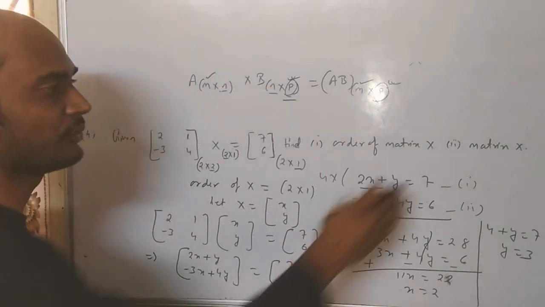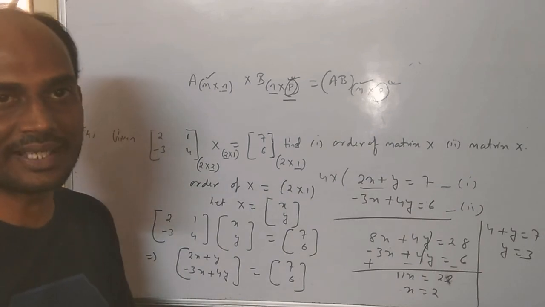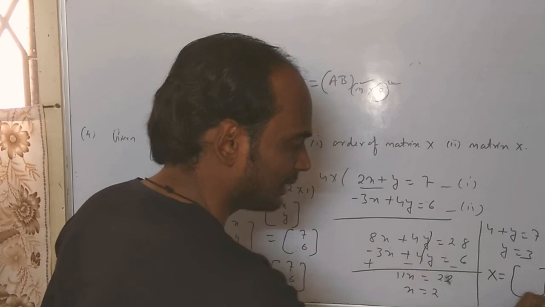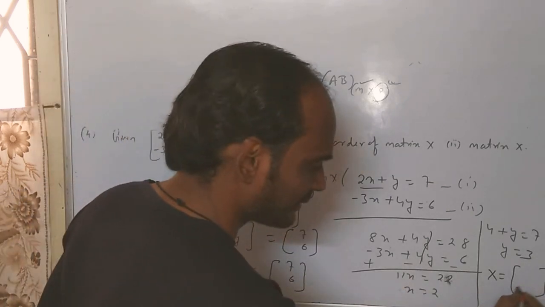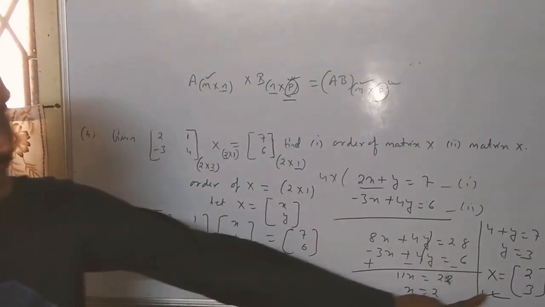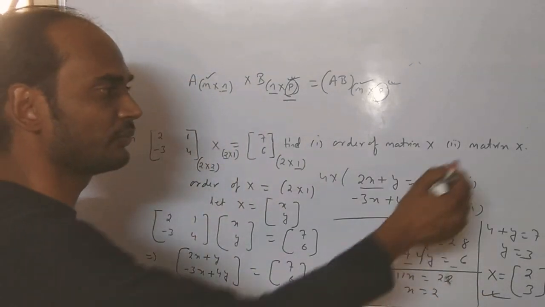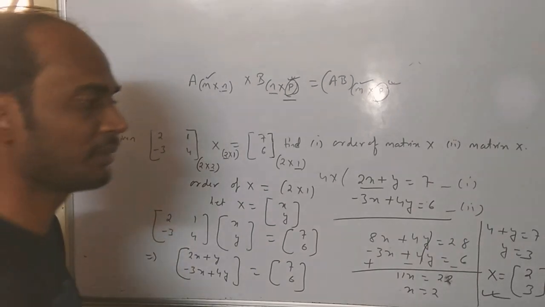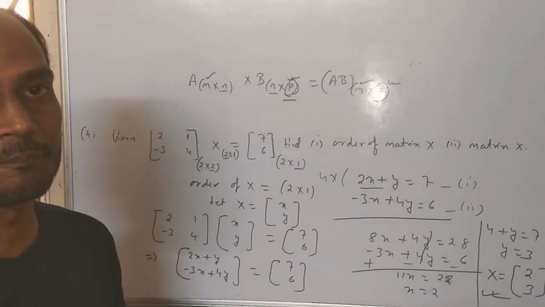But remember, in the question it is asked to find the matrix X. So you have to write the answer as matrix X. Matrix X we have taken as [x; y], so you have to write this one as [2; 3]. This is the final answer. For writing this answer you have 1 mark. Don't leave only the x and y values. If you find them and leave it, then you will lose 1 mark. So you have to write matrix X equals [2; 3].